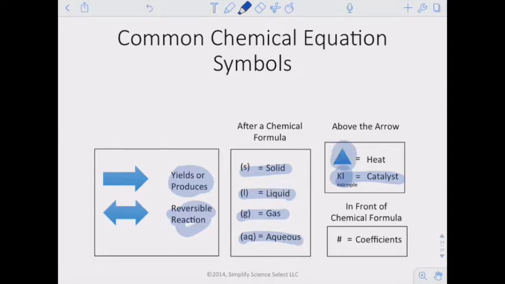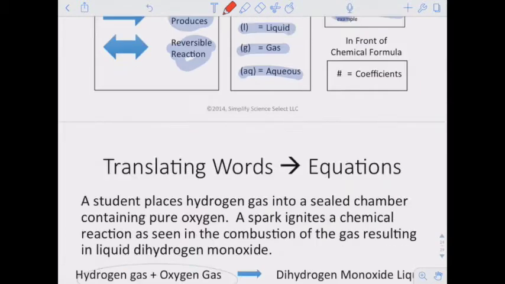If there's a triangle above the arrow, that means that we need heat. And in front of the chemical formulas, what we mean by in front of the chemical formulas is, say you have NaCl, good old salt, say you had a number 2, that is a coefficient. Numbers in front are called coefficients, and those tell us how many moles of something we have.